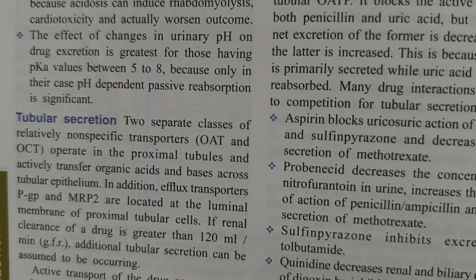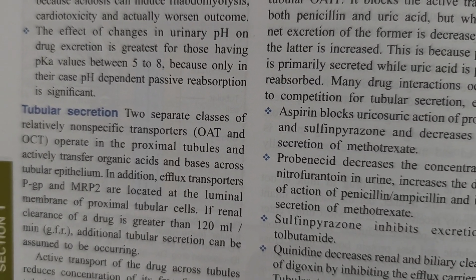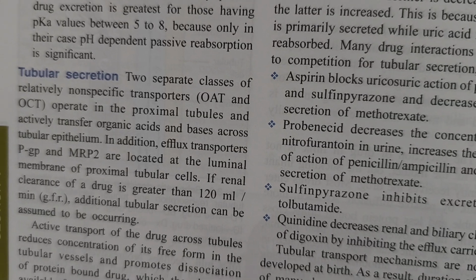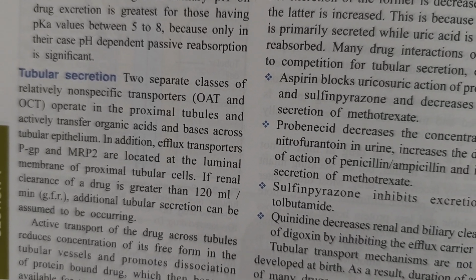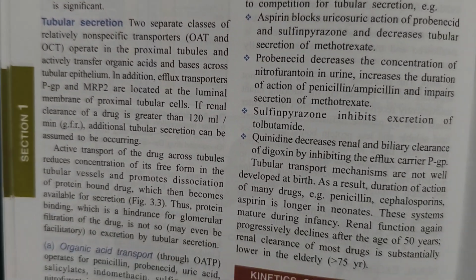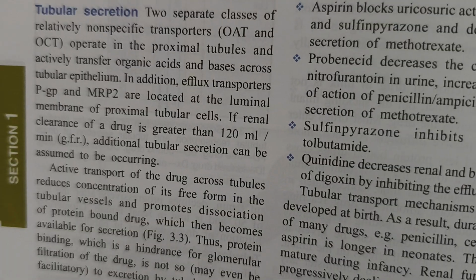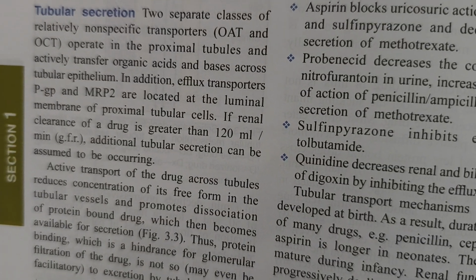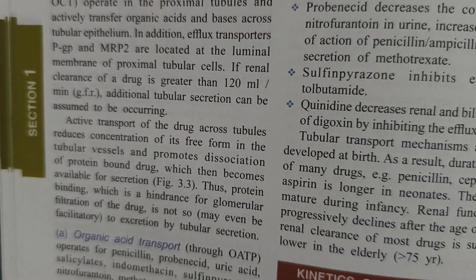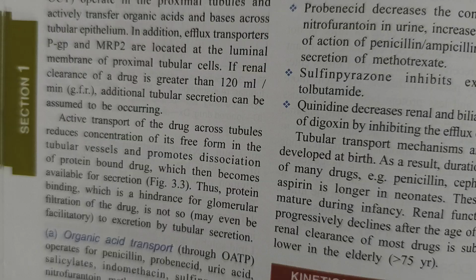The effect of changes in urinary pH on the drug excretion is greatest for those having pKa value between 5 to 8, because only in their case pH dependent passive reabsorption is significant. Tubular secretion: two separate classes of relatively non-specific transporters, OAT and OCT, operate in the proximal tubules and actively transfer organic acids and bases across the tubular epithelium.